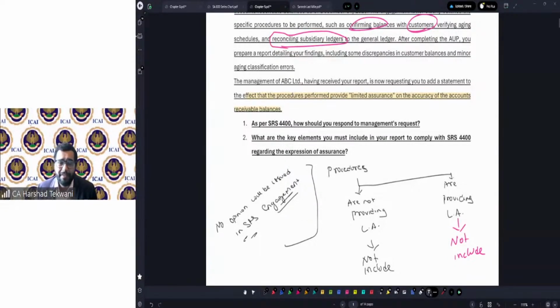There is one more statement that is required to be included. Which is that one? No, regarding the assurance. Expression of assurance. Come on, quickly. We have discussed this one.